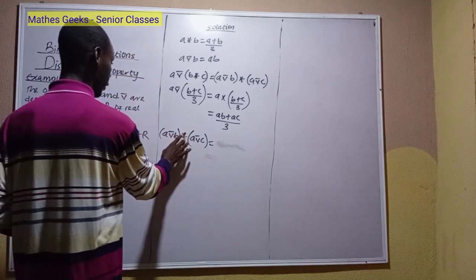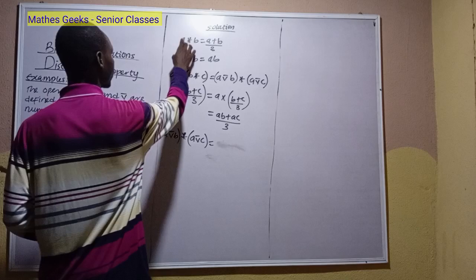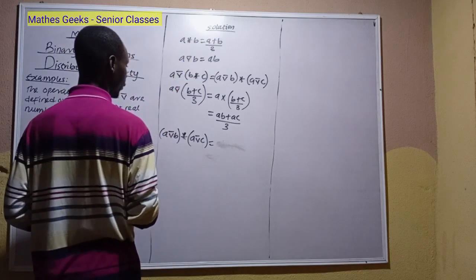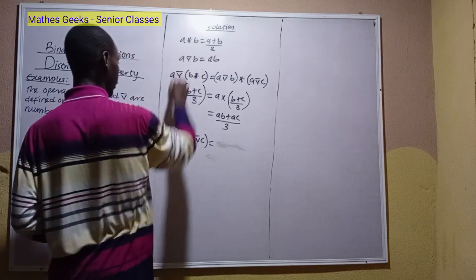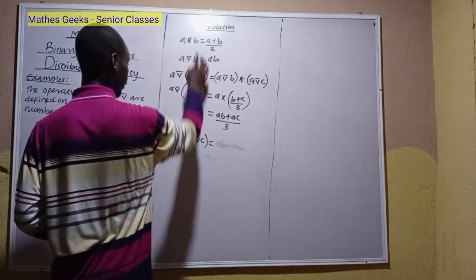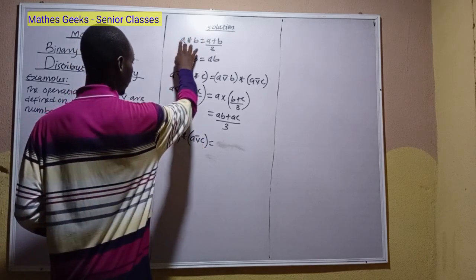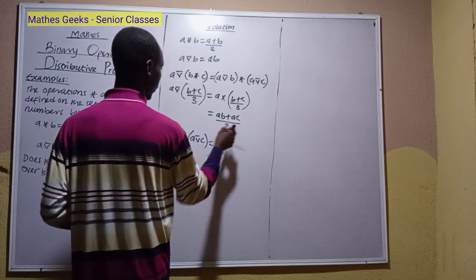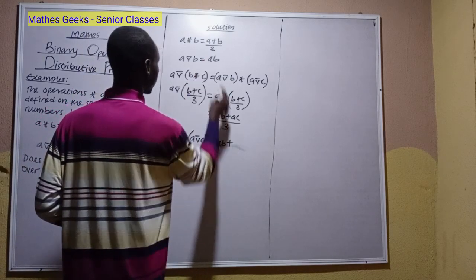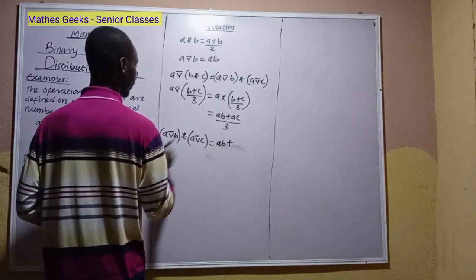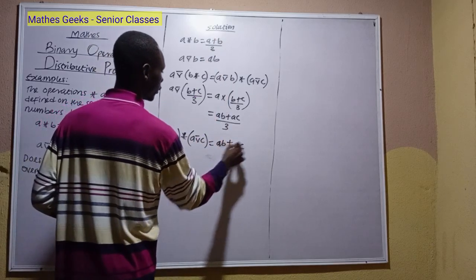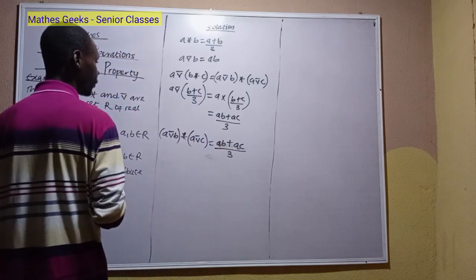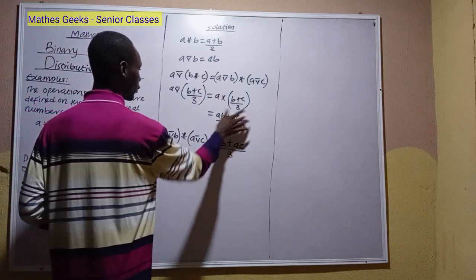Now, for the star operation, a star b is (a + b)/2, where a here is a ∇ b and b here is a ∇ c. So our a, which is a ∇ b, is ab, and that will give us ab plus our b here, a ∇ c, that will give us ac, over 2. So let's compare. You can see that this is equal to this.